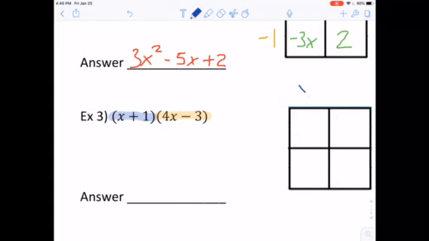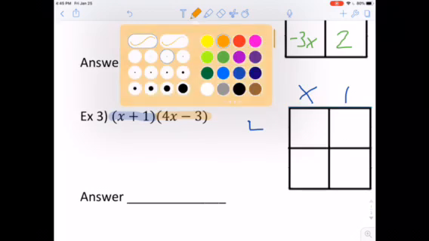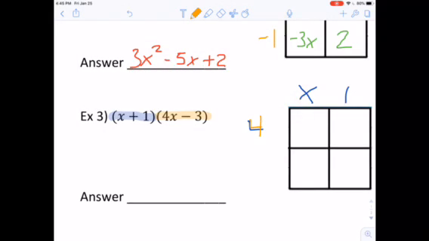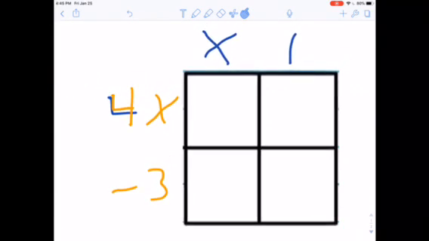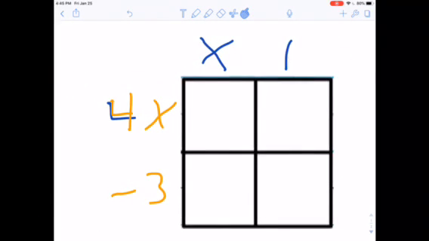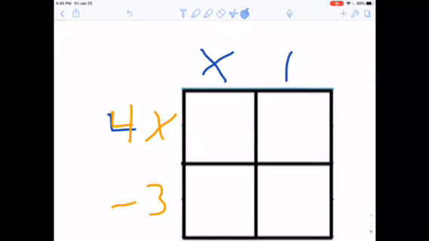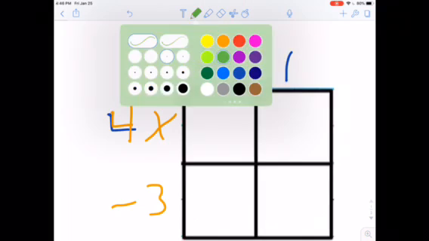My first binomial is x and positive 1. My second binomial is 4x and negative 3. I go to my box method, and I have positive 4x times positive x is going to be 4x squared.